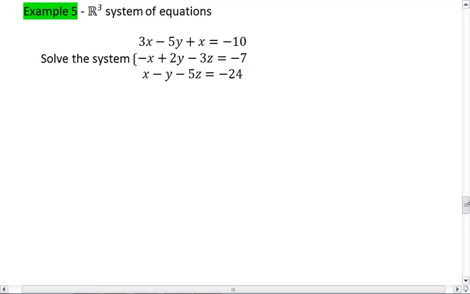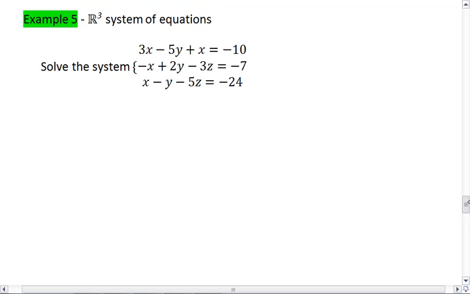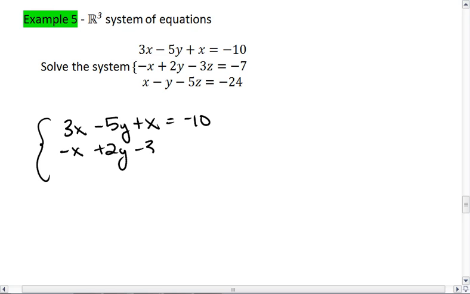And here's an example. We're going to solve for the following system of equations in R3. We have 3x minus 5y plus x equals negative 10. Negative x plus 2y minus 3z equals negative 7. And x minus y minus 5z equals 24. And actually this should be a z up here.